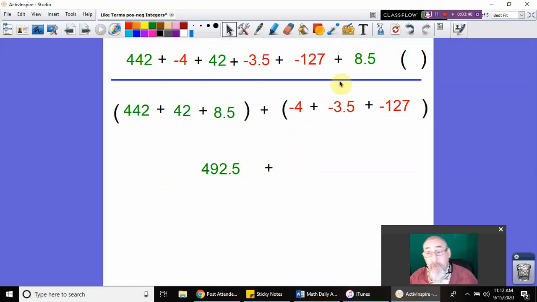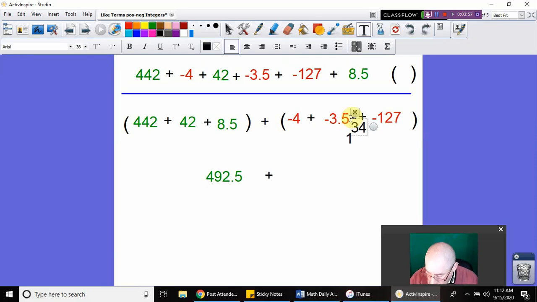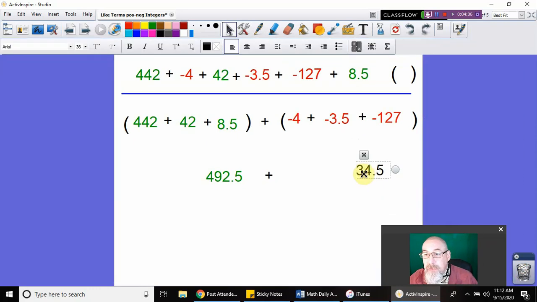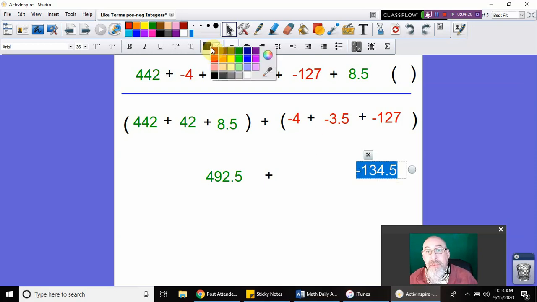I'm going to do the same thing with my negative group of friends. Because the signs are the same, I'm just going to add their values. So 4 plus 3.5 plus 127, I get 134.5. I don't know why that's acting goofy, but we'll fix that. And because the signs are all the same, I know that my value is going to be a negative value. Make that red so you can see that difference.